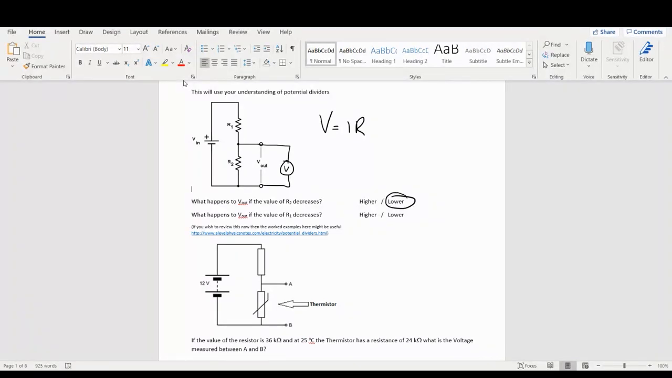And what happens to V out if R1 decreases? So this one is going down, so this is going to lose potential. Because of Kirchhoff's law, they've still got the same amount of volts going in. If this is losing potential, this will be gaining it, which means that this is going to be higher.